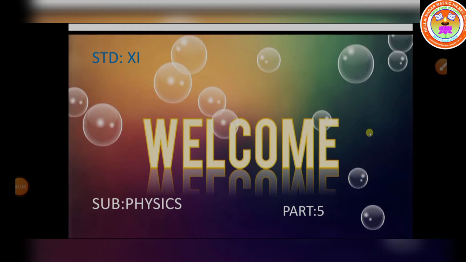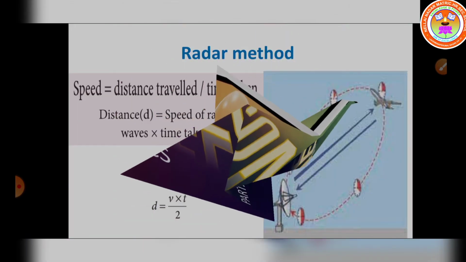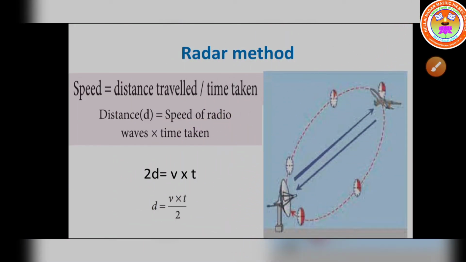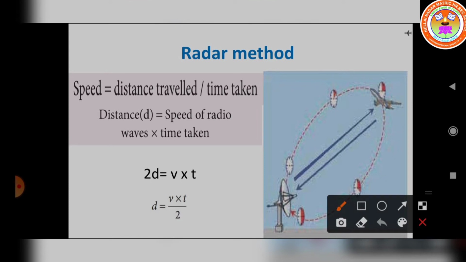Today we are going to discuss the continuation of first lesson, measurement of large distances. Already we have discussed two methods, isn't it? What are they? The first one is the triangulation method. The second one is the parallax method. Now let us move on to the third method, the radar method.